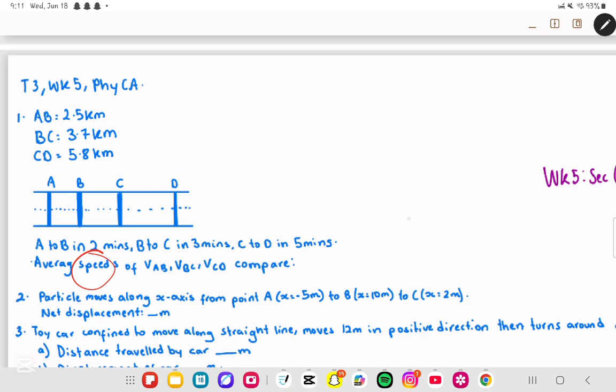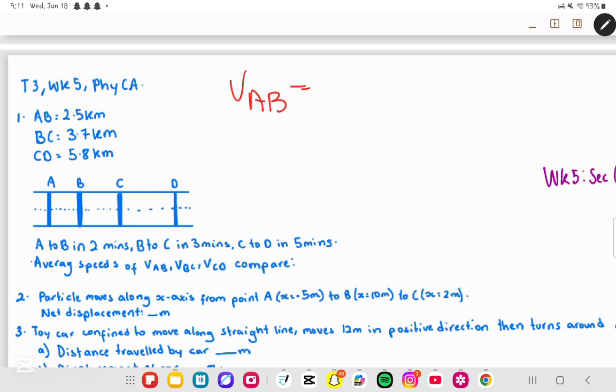Very simply, average speed is distance over time, but average velocity is the displacement over the time. Okay, so they want to find the average speed of each. So let's start with the average velocity of AB.